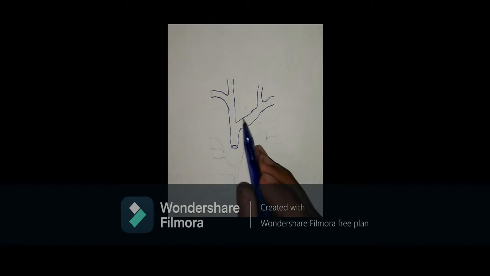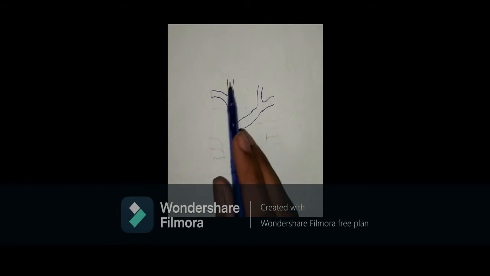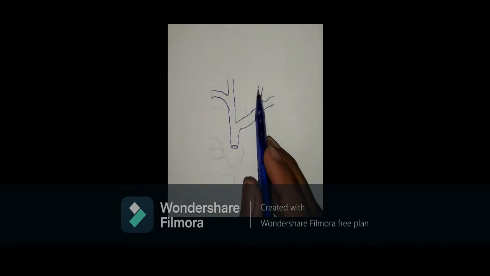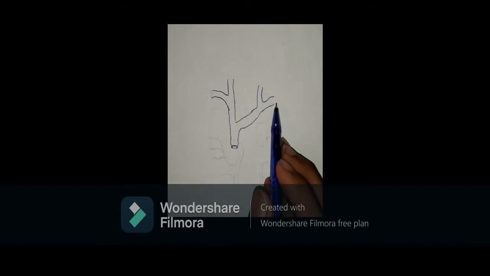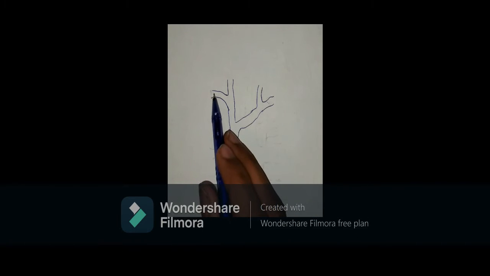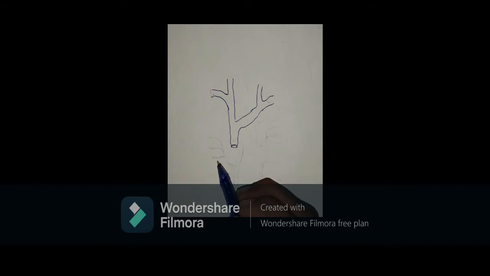The left and the right brachiocephalic veins drain into the superior vena cava, and they in turn come from the left and right jugular veins and the subclavian veins. This is the left subclavian vein and this is the right subclavian vein. So it all forms the superior vena cava right here in the front.